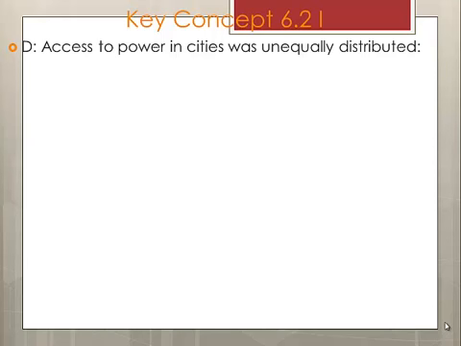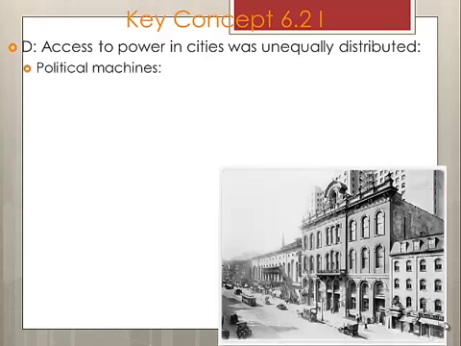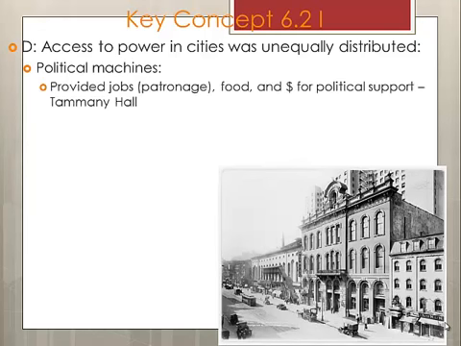So we see different organizations develop to try to fix that. We have the emergence of political machines, most notably Tammany Hall in New York City. These political machines would provide jobs or patronage, as well as food and money in some instances, for political support. They would give jobs to immigrants in exchange for immigrants voting for them. And Tammany Hall is associated with the Democratic Party.